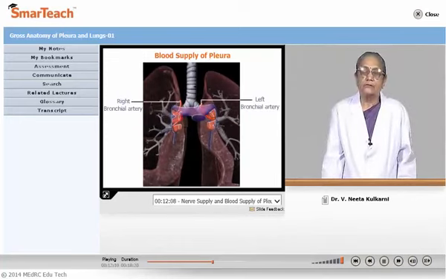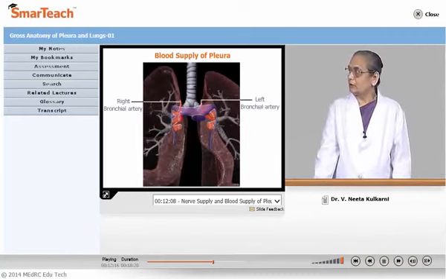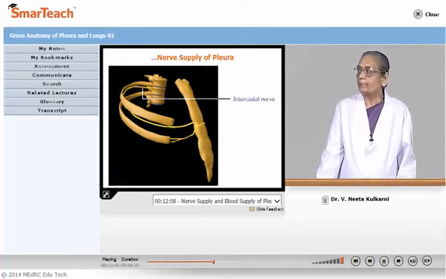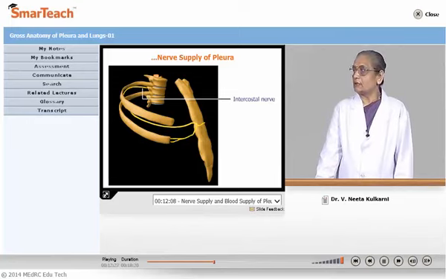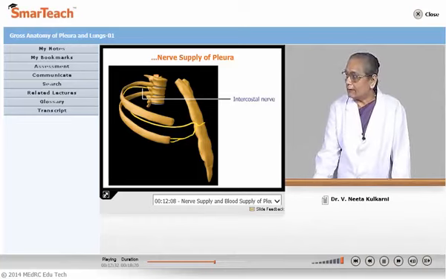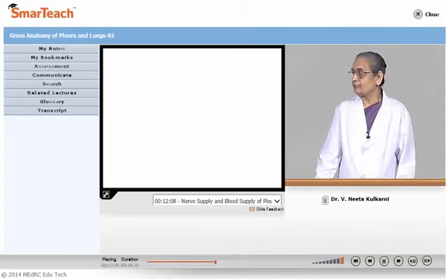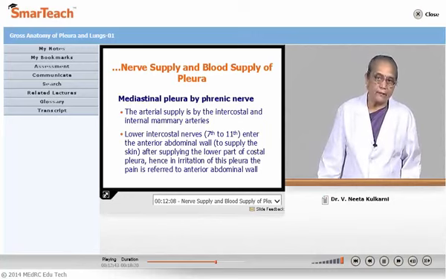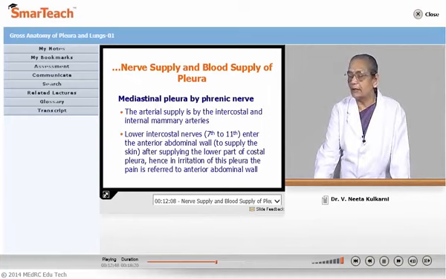Now, coming to the details of the nerve supply and the blood supply of the pleura. The visceral pleura is supplied by the autonomic nerves and bronchial arteries, while the parietal pleura is supplied differently according to the part. The costal pleura is supplied by the intercostal nerves. The peripheral part of the diaphragmatic pleura is supplied by the intercostal nerves, while the central part of the diaphragmatic pleura is supplied by the phrenic nerve. Now, the mediastinal pleura: many a time the students do not know the nerve supply of the mediastinal pleura. Coming to the arterial supply, it is by the intercostal arteries and the internal mammary arteries.